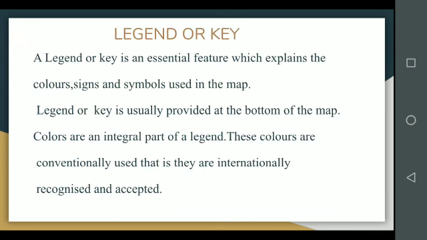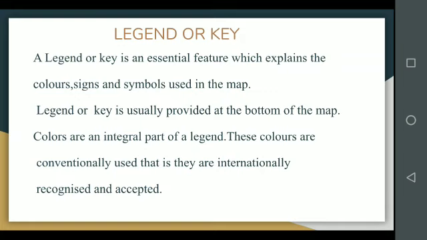In this module, we are going to learn about the other 2 elements, that is the legend or key and the grid system. What is a legend or key? A legend or key is an essential feature which explains the colors, signs and symbols used in the map. Legend or key is usually provided at the bottom of the map.